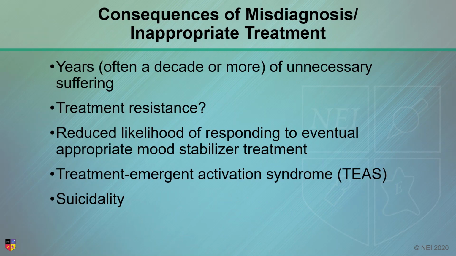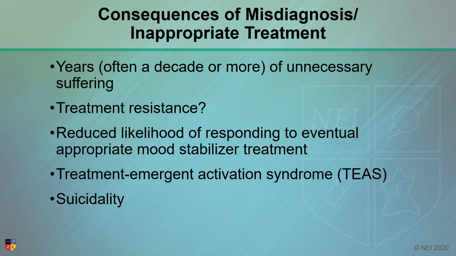So what are the consequences of misdiagnosis? Years, often a decade or more of unnecessary suffering. They develop treatment resistance, so you just keep hammering them away with antidepressants. They're not doing any good. They're going into that STAR-D pathway that we talked about last time of multiple antidepressant trials. And in that, you're getting that reduced likelihood of responding to eventual appropriate mood stabilizer treatment.